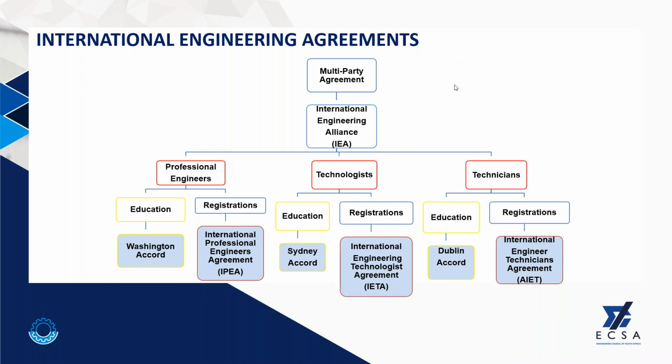Basically, what it says here is that ECSA is recognized by the International Engineering Alliance, or is accredited through the Washington Accord, Sydney Accord and Dublin Accord. When you talk about the Dublin Accord, you're only looking at the International Engineering Technicians Agreement. For technologists, they are within the Sydney Accord. For engineers, they are within the Washington Accord.